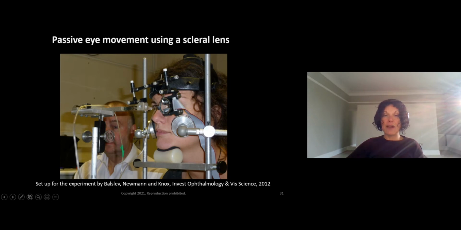This is an eye tracker. I am in a chin rest. You can see the scleral lens here with a stalk fixated in a lateral position, and the system that ensures that the lens stays on the eye, so the vacuum system is not as bad as it looks.